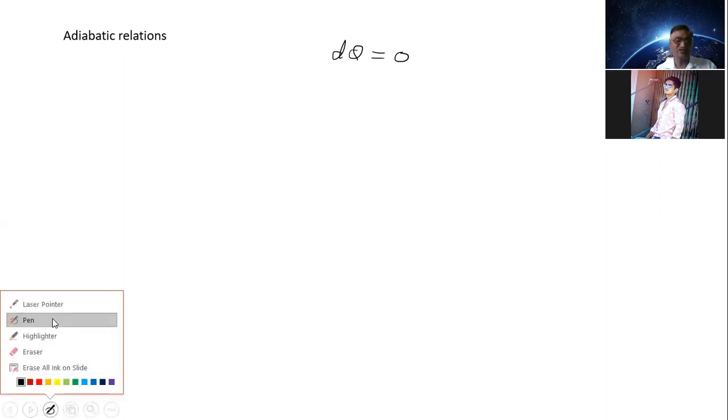Adiabatic change आपण कशाला म्हणतो? Adiabatic change means when there is no exchange of the heat. When there is no exchange of the heat, that means dq is equal to 0. हे आपल्याला माहिती आहे. dq is equal to 0 for the adiabatic change.